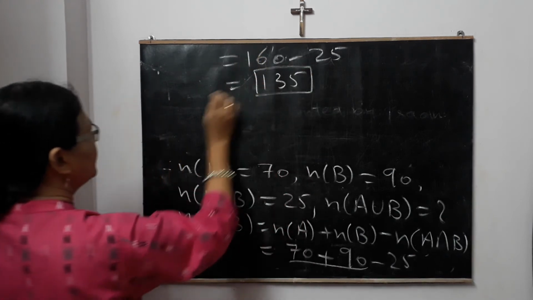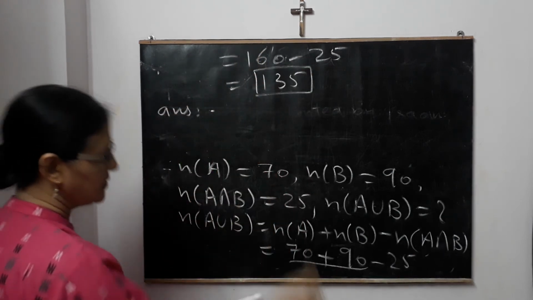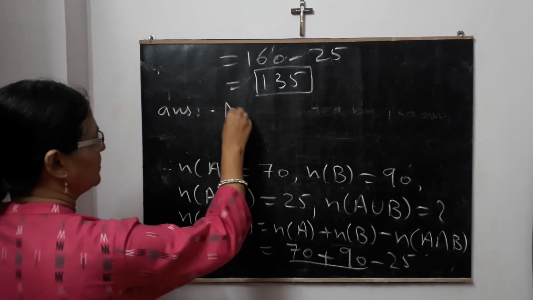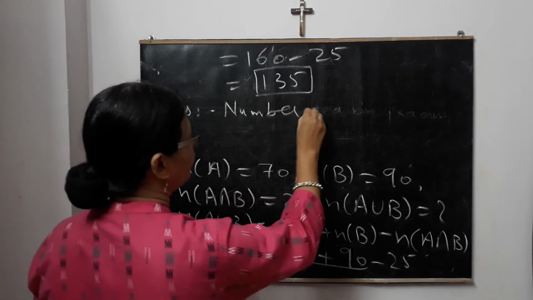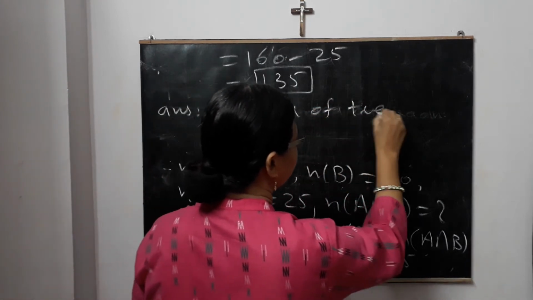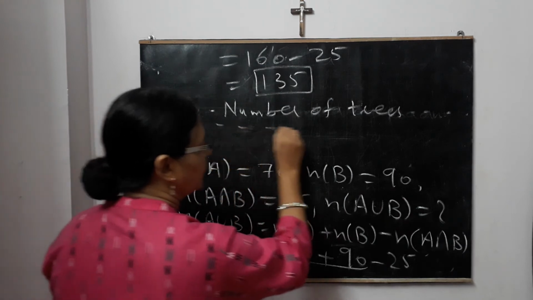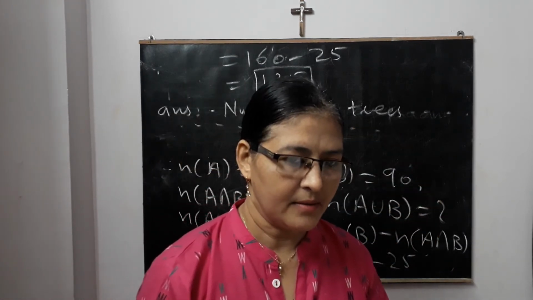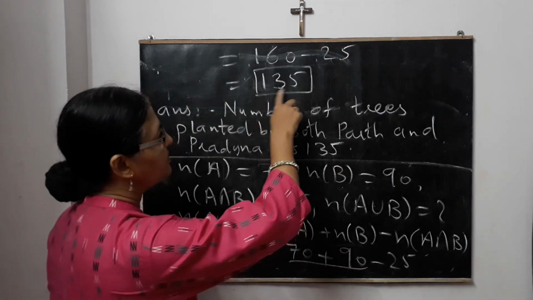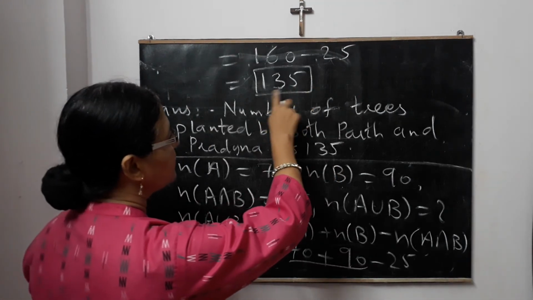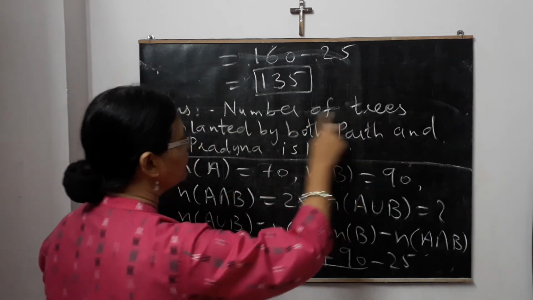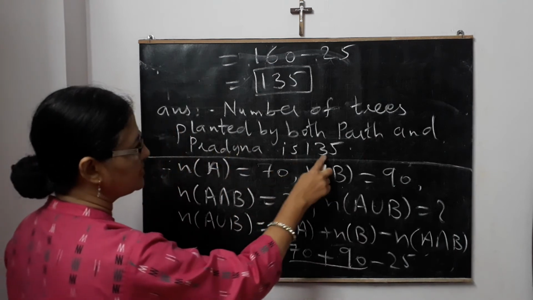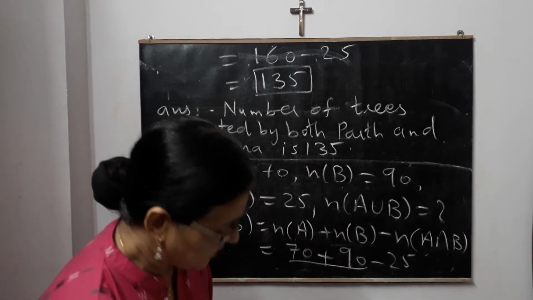So for this, you are going to write the final answer. What is asked? Number of trees planted by both Parth and Pradnya. Complete the statement; you are going to write a complete sentence. Number of trees planted by both Parth and Pradnya is 135. You have to write the answer in the full statement. That is the answer. So that is your fourth one.